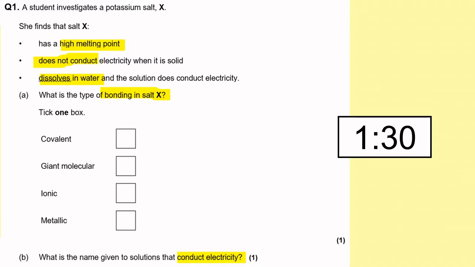So now that we've gone through that, there's a few exam questions for you to have a go at. A student investigates a potassium salt. She finds that salt X has a high melting point, does not conduct electricity when it's solid, dissolves in water, and the solution does conduct electricity. What is the type of bonding in salt X? And what is the name given to solutions that conduct electricity?